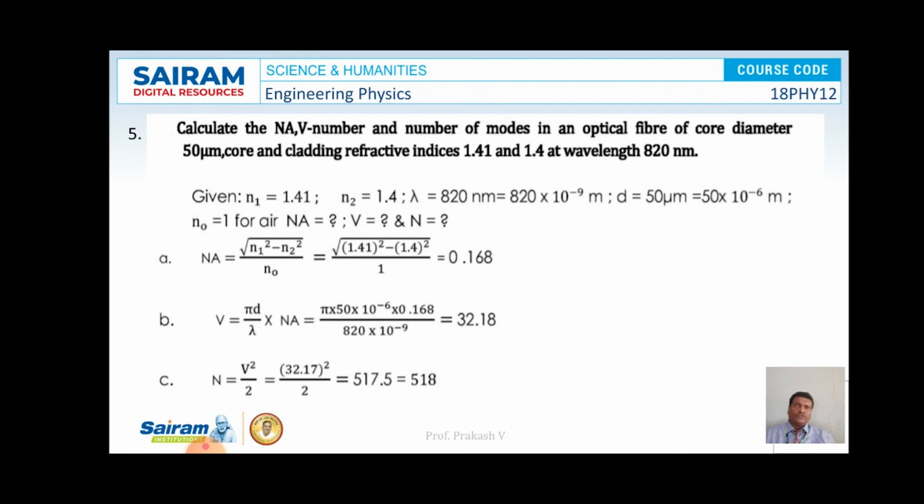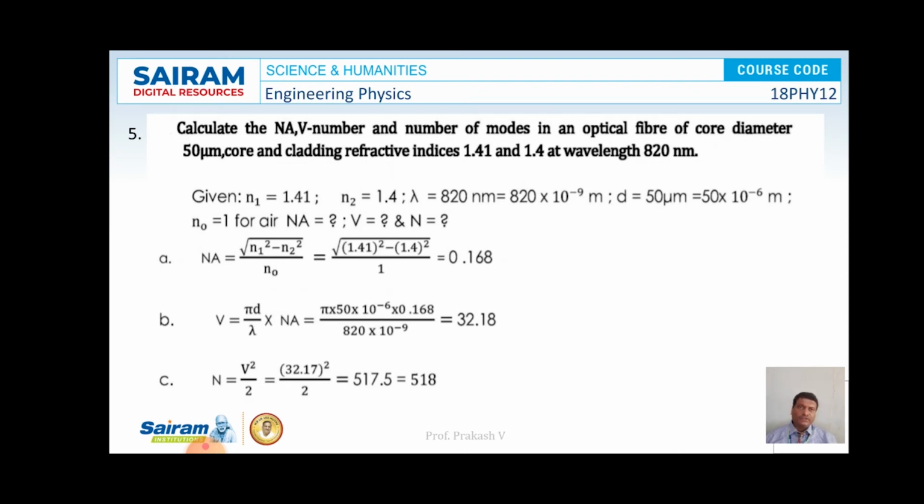So substitute the values of n1, n2 and n0 here. Then on simplification we will get the numerical aperture NA equal to 0.168. And we know that the value of V is equal to pi d by lambda into numerical aperture, where d is the diameter of the core and lambda is the wavelength of the optical signal. So substitute the values of d, lambda and numerical aperture here. Then on simplification, the value of V is equal to 32.18.